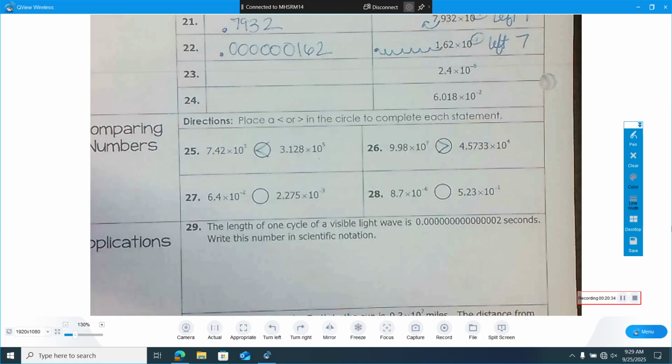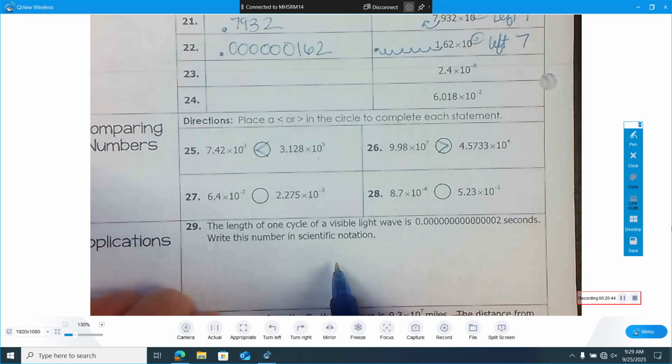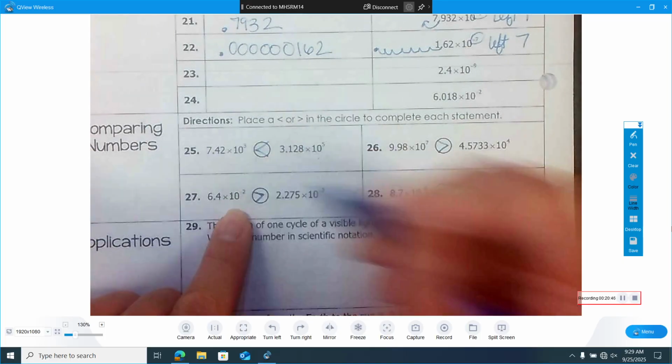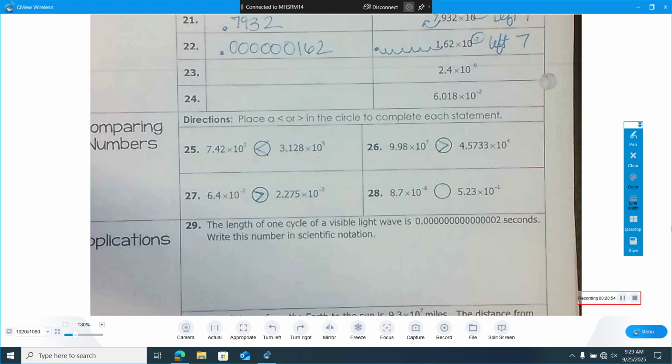Now we have negative exponents here. Think about your number line. Which one's actually larger? Negative 2 is larger than negative 3. On our number line, the numbers to the left are larger. So that exponent of negative 2 is going to give us a larger answer.